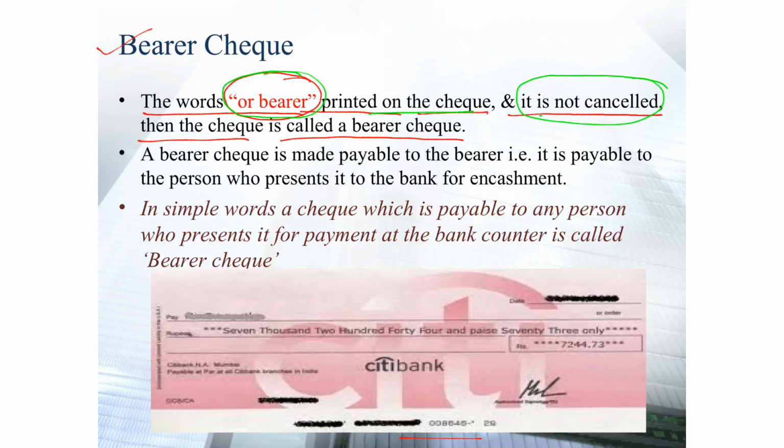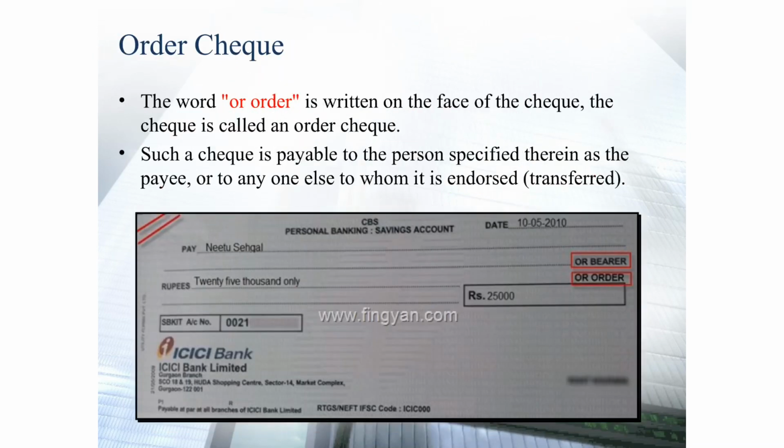A bearer cheque is made payable to the bearer. That is, it is payable to the person who presents it to the bank for encashment. In simple words, a cheque which is payable to any person who presents it for payment at the bank counter is called a bearer cheque. So, who the person is is not mandatory. Whoever goes to the bank and gives that cheque to the bank, that person is called the bearer.